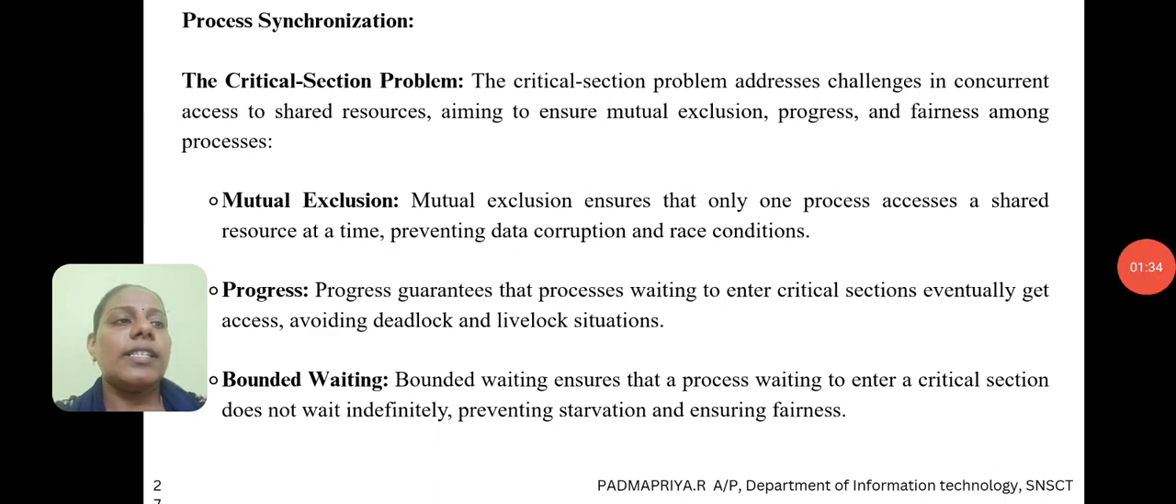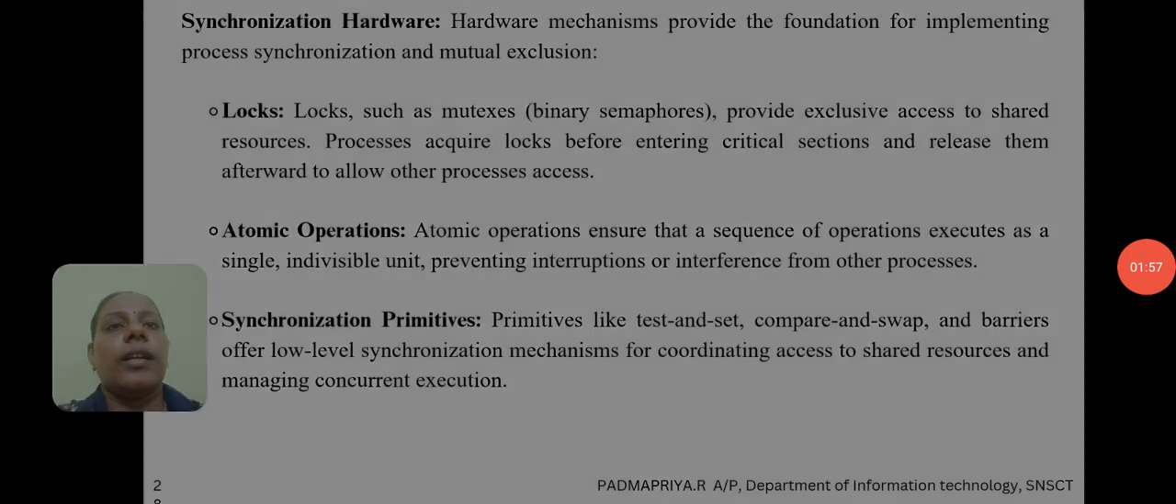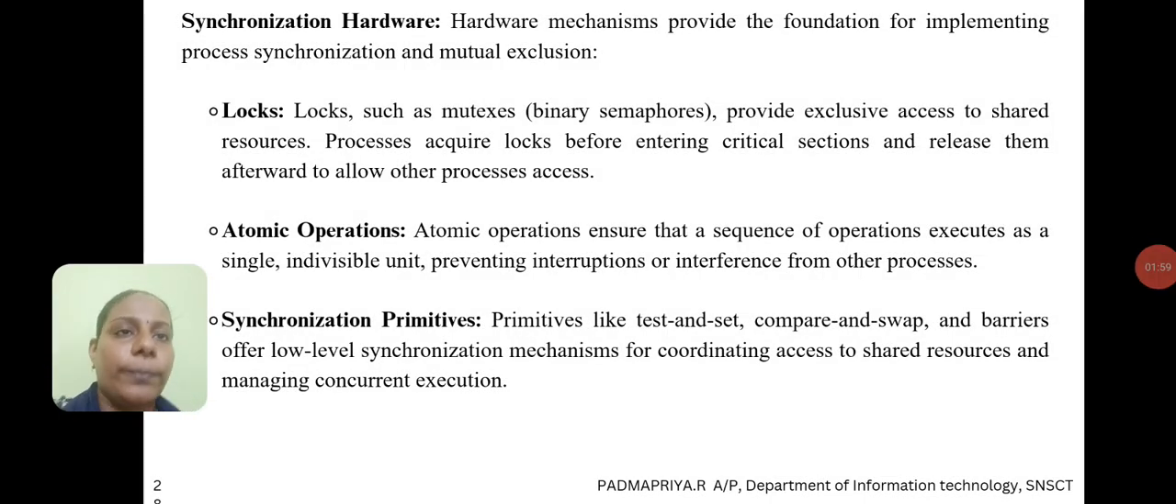Progress guarantees that processes waiting to enter critical sections eventually get access, avoiding deadlock and livelock situations. Bounded waiting ensures that a process waiting to enter a critical section does not wait indefinitely, preventing starvation and ensuring fairness. And synchronization hardware. Hardware mechanisms provide the foundation for implementing process synchronization and mutual exclusion.